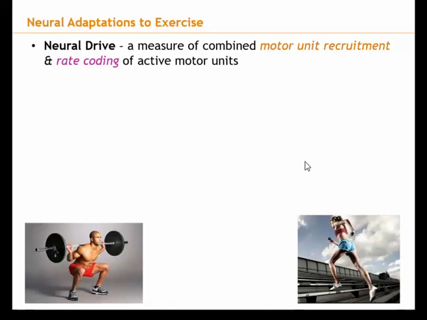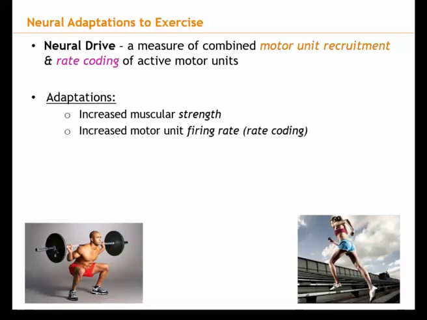So one of the primary adaptations to the central nervous system is an increase in neural drive. We have more neural drive to the muscle. This is a measure of both motor unit recruitment and rate coding, meaning that when we are more trained, we can recruit more motor units and we have the ability to rate code them. This just allows us to be stronger. So increased muscle strength is caused by an increase in neural drive. One cause of increased strength is neural drive.